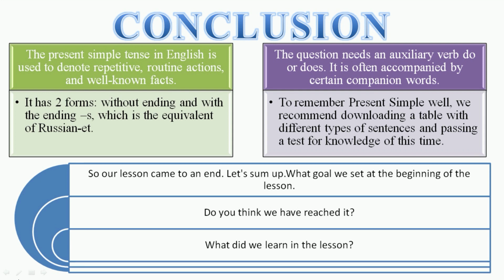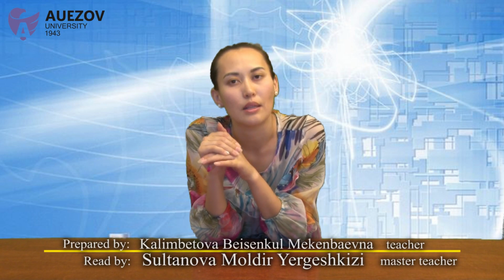So our lesson came to an end, and what goal did we set at the beginning of the lesson? Do you think we have reached it? Yeah, I think that we have reached it. What did we learn in this lesson? I hope you learned a lot of useful information. I hope this lesson was very interesting and useful for you. I hope you learned a lot of things, sentences, and ways to use the present simple tense.